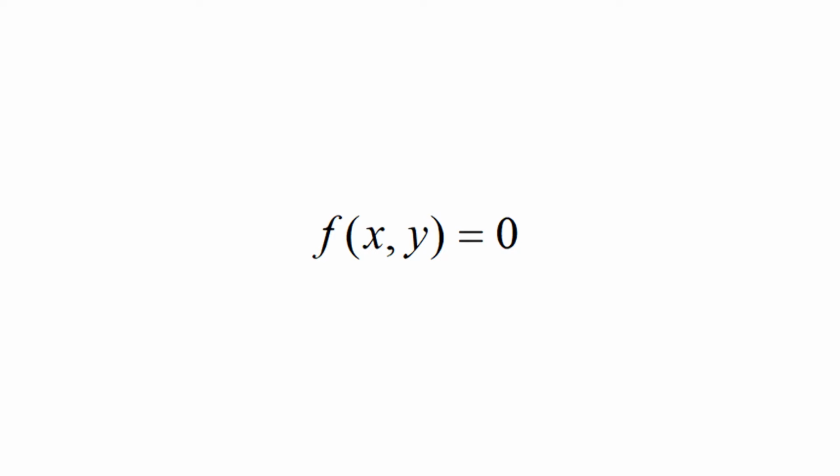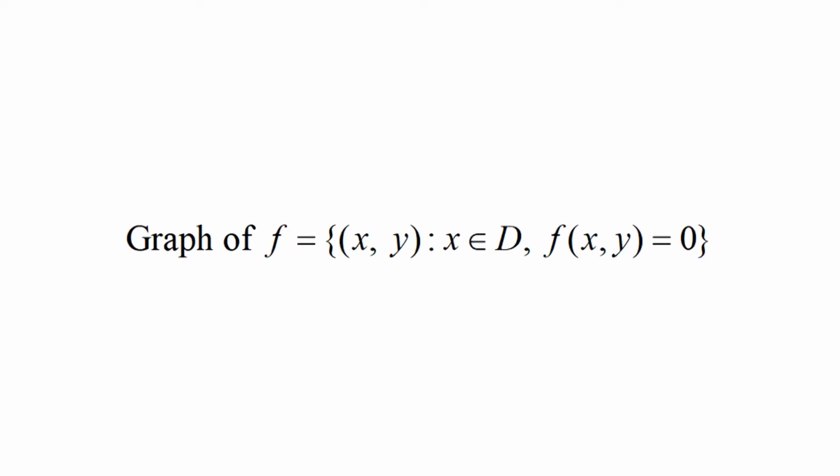If the function is given in an implicit form, say f(x, y) equal to 0, then we define graph of f as the set of all (x, y), where x belongs to D, satisfying f(x, y) equal to 0. As graph of f is a subset of the plane R2, it can be plotted on a plane, and this process is called curve tracing.